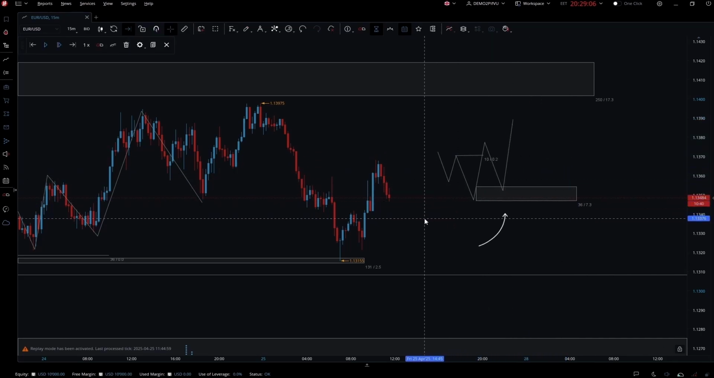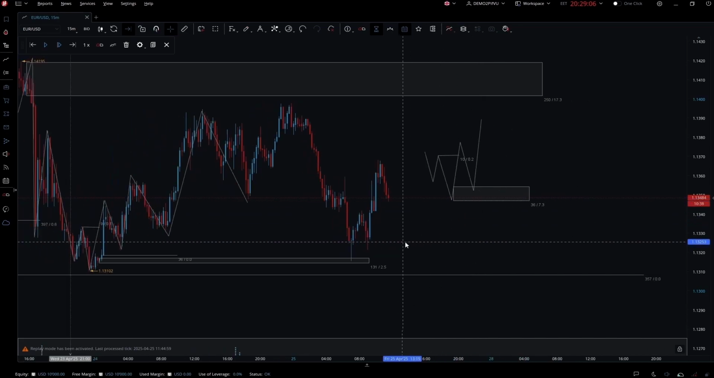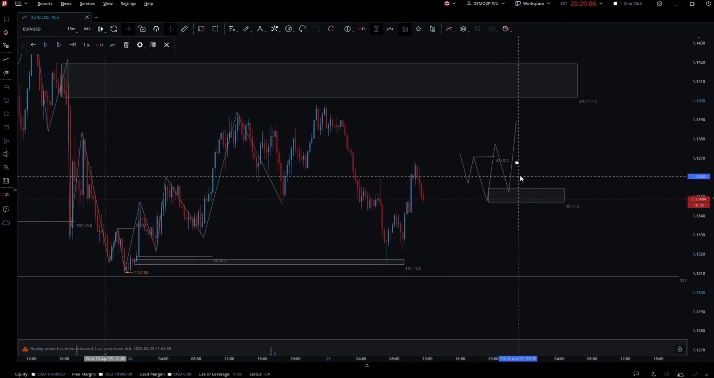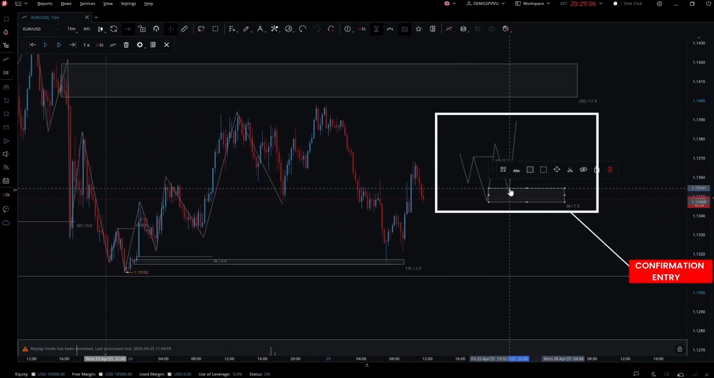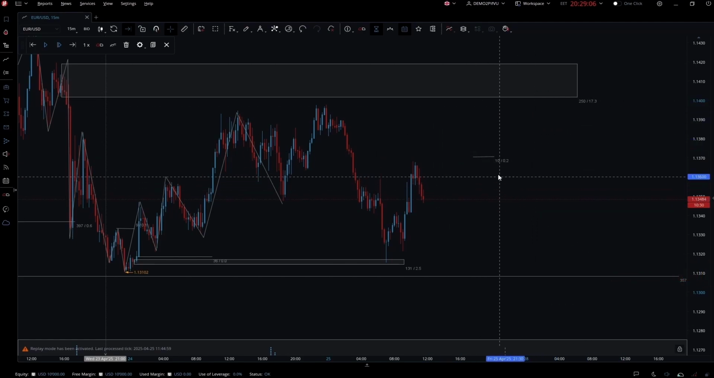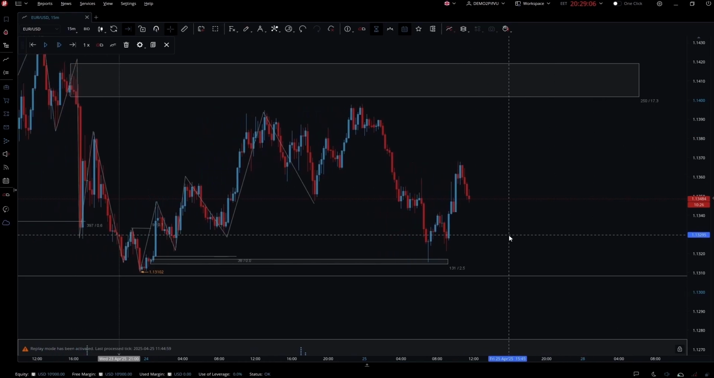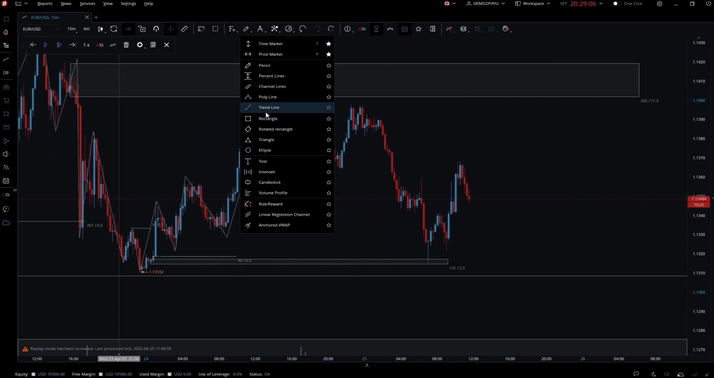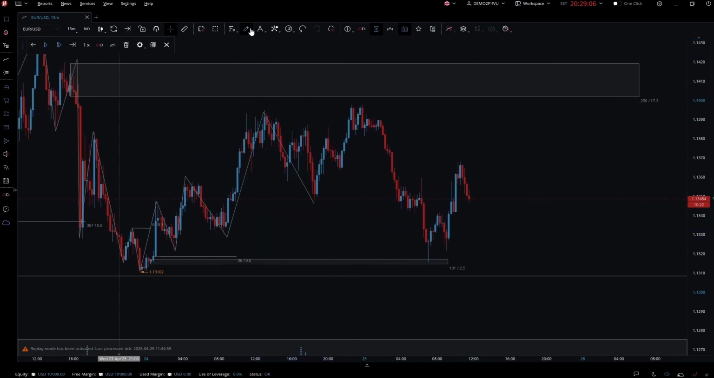This is what I do before I enter my trade. So this is a confirmation entry that I use to enter my trade. You can use that too if you want to confirm your trades before you enter. Don't rush into trades. FOMO trading is really bad. So let's confirm the trade. So this is it.